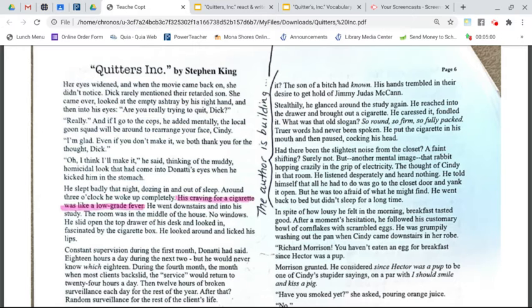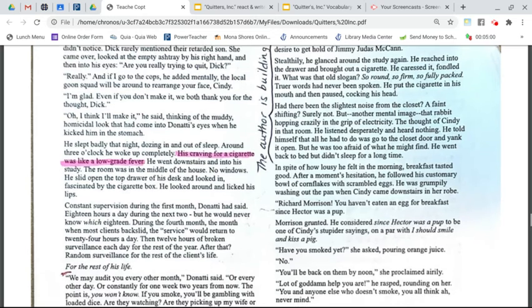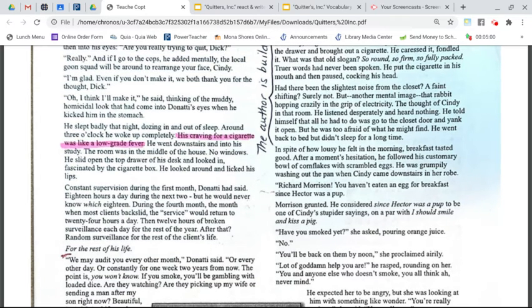In spite of how lousy he felt in the morning, breakfast tasted good. After a moment's hesitation, he followed his customary bowl of cornflakes with scrambled eggs. He was grumpily washing out the pan when Cindy came downstairs. "Richard Morrison, you haven't eaten an egg for breakfast since Hector was a pup." Morrison grunted. He considered "since Hector was a pup" to be one of Cindy's stupider sayings, on a par with "I should smile and kiss a pig." "Have you smoked yet?" she asked, pouring orange juice.